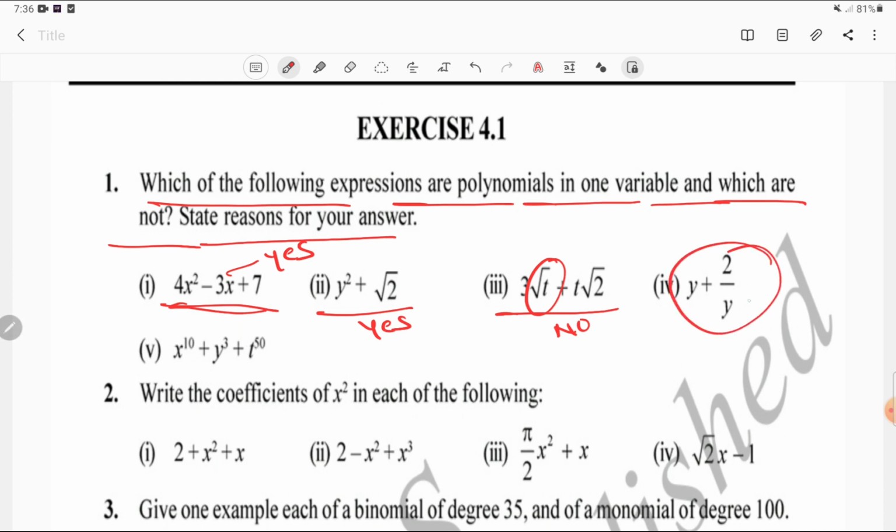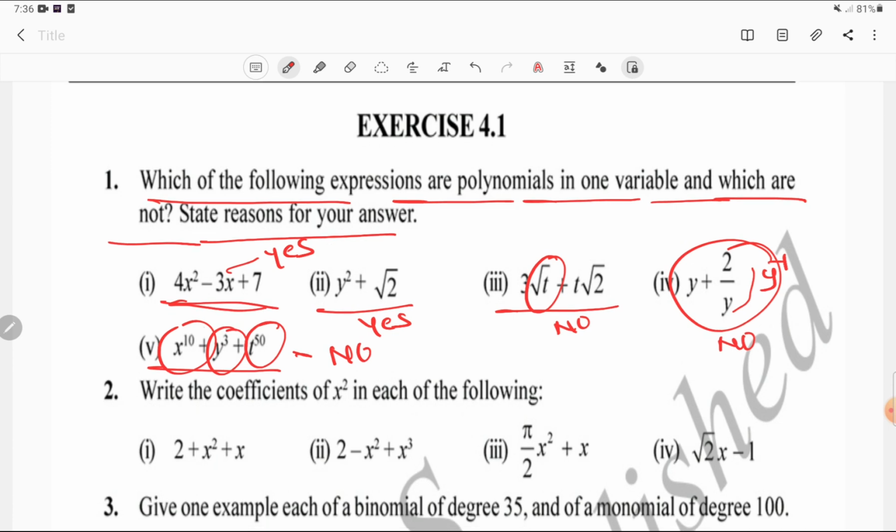See the fourth one, also one variable, but it is not a polynomial, because you take y to the upper side, so it is written as y raised to minus 1. That's why it is no. The last one has three variables. A polynomial here must have one variable, so that also is no, it is not a polynomial.